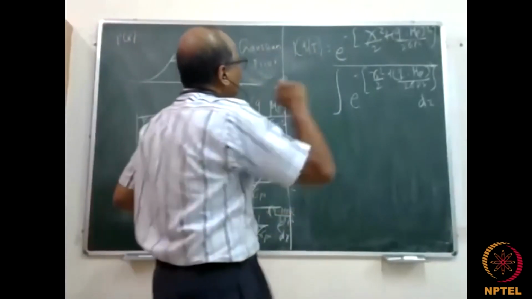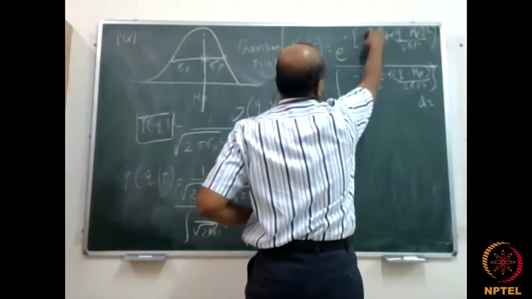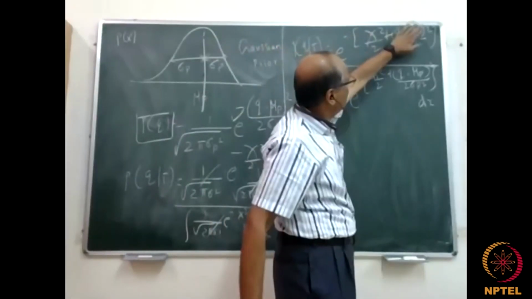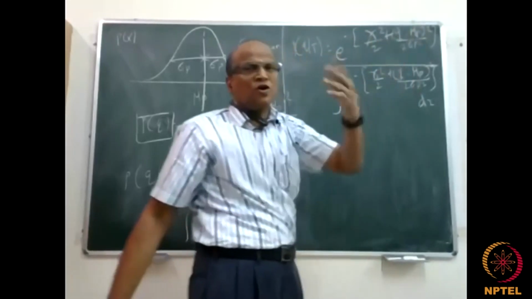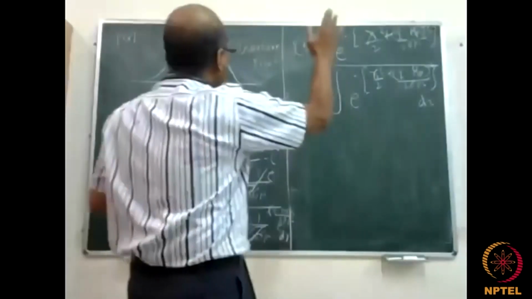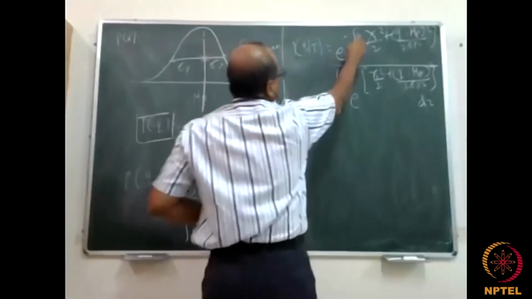So this e to the power of minus chi-square is basically the likelihood. Then this e to the power of minus this is basically the prior. The product of two Gaussians is a Gaussian. That's why the exponents are getting added. What does it simply mean? This is e to the power of minus.